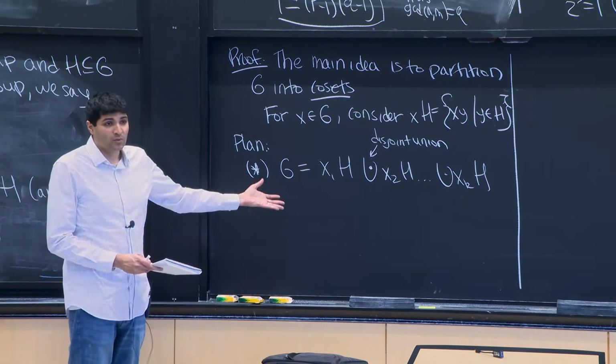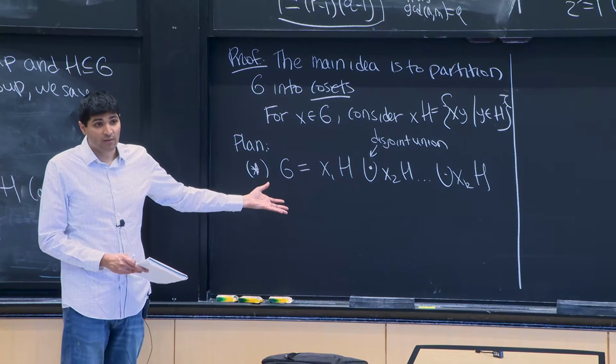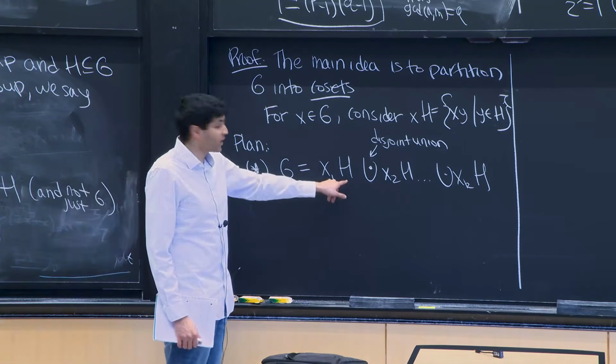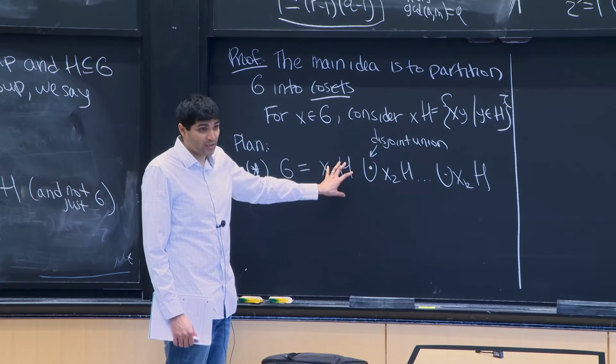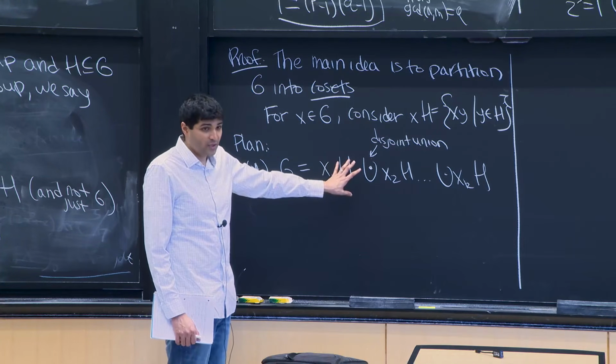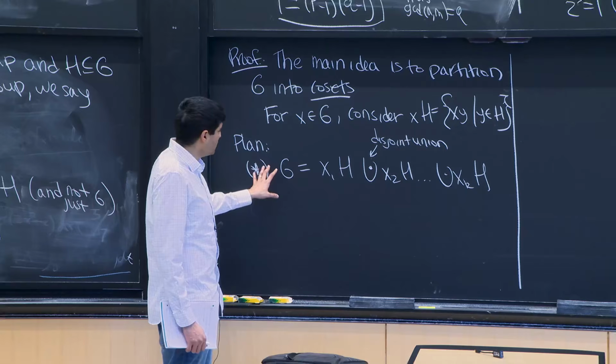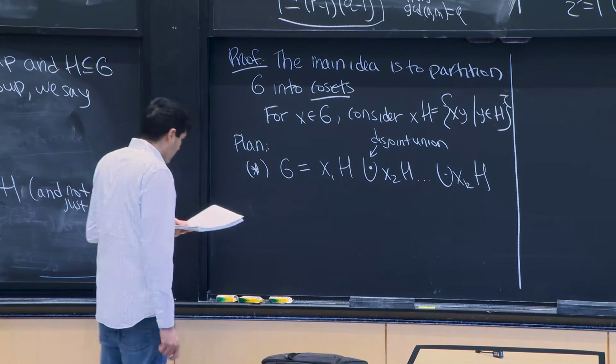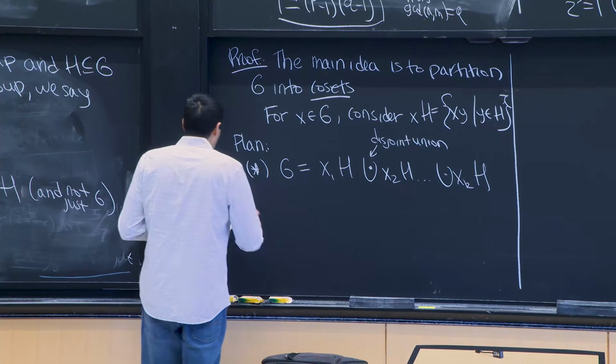And if this were true, Lagrange's theorem would be done. Because we're going to prove that each of these cosets has size equal to the order of H. And then we've written G as k copies of H. So that will be our plan. So here are the things we need to show.